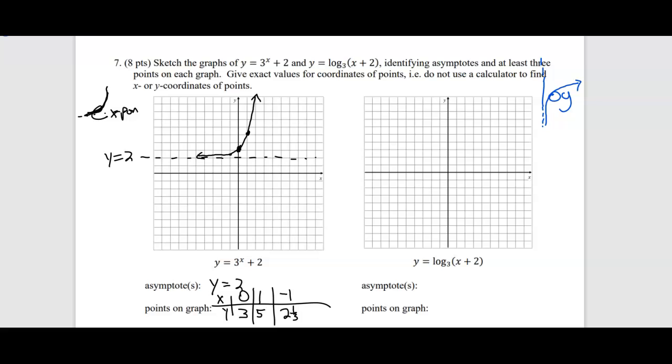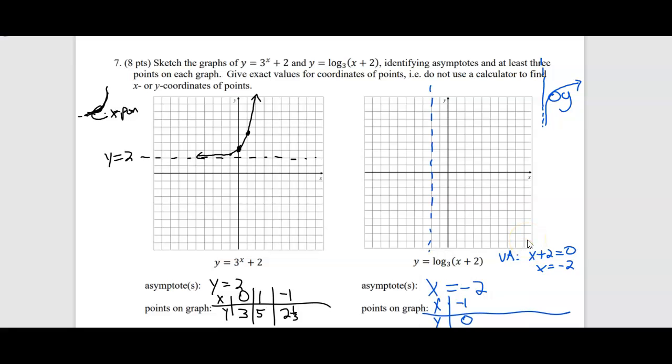Okay, so we have a vertical asymptote. Now the vertical asymptote happens when the inside, called the abscissa, is equal to 0. So the asymptote is x equals negative 2. So we can dash that vertical asymptote. Now the points on the graph, if I get the abscissa to equal 1 by putting in a negative 1 for x, then we have log base 3 of 1, which is 0.